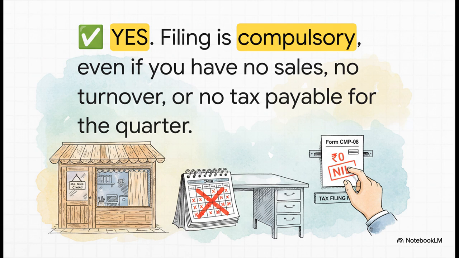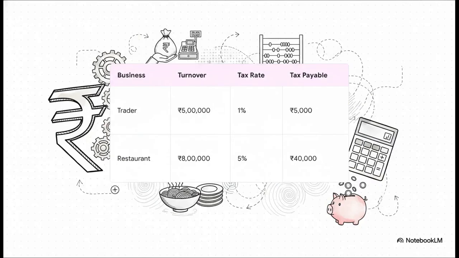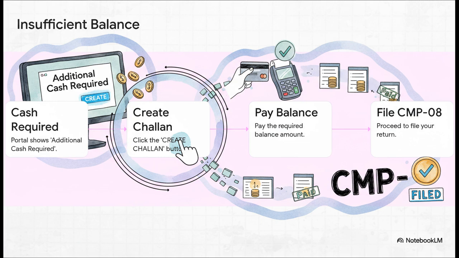So remember, every quarter, everyone files. No exceptions. And when you do have sales, you can see just how easy the math is. It's super simple. Let's say you're a trader and you had a 5 lakh turnover for the quarter. You just pay a flat 1%, that's 5,000 rupees. Or if you run a restaurant with an 8 lakh turnover, you pay your 5% rate, which comes to 40,000. You just apply your rate to your total sales. Simple as that.